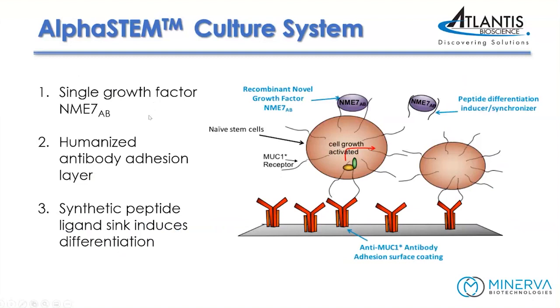So basically, the NME7AB growth factors will bind to and dimerize this MUC1*, which is found on these undifferentiated stem cells, and then induce and provoke the growth and pluripotency. This culture system involves three components.